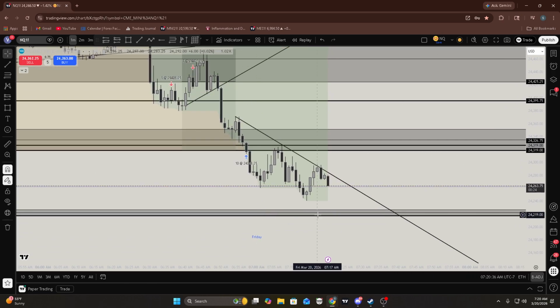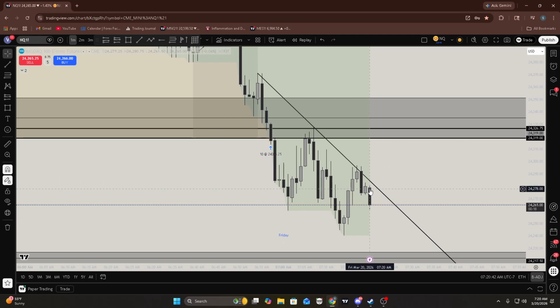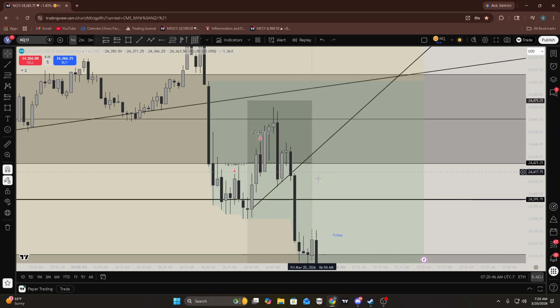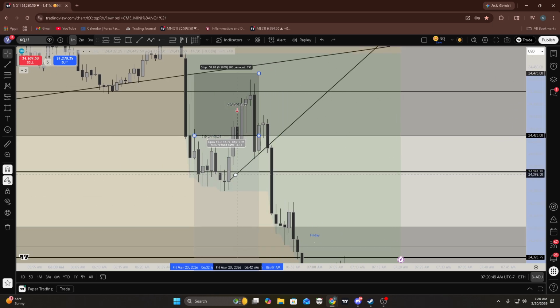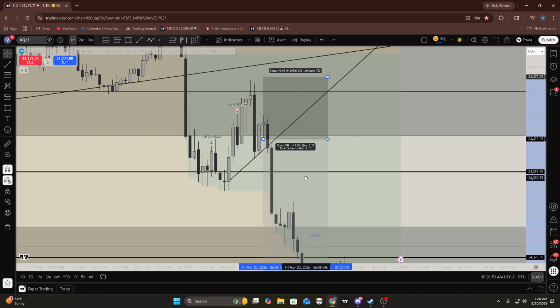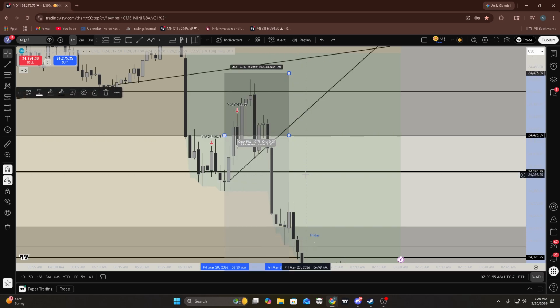Yeah, so we shall touch this zone today, if not the line. I'll give you one more example just so you understand. That's the 8 a.m. zone trade, right? Could have entered here, could have entered here, could have entered over here, honestly. All right, that's the 8 a.m. zone.